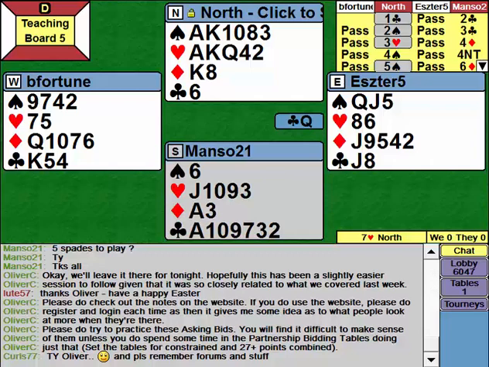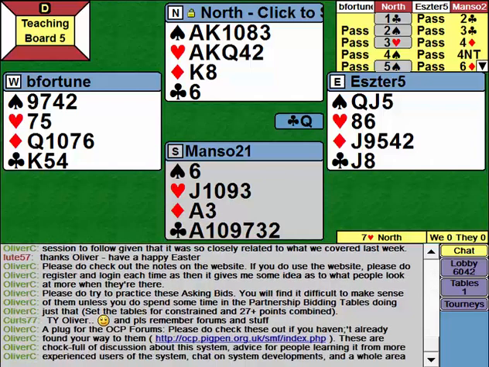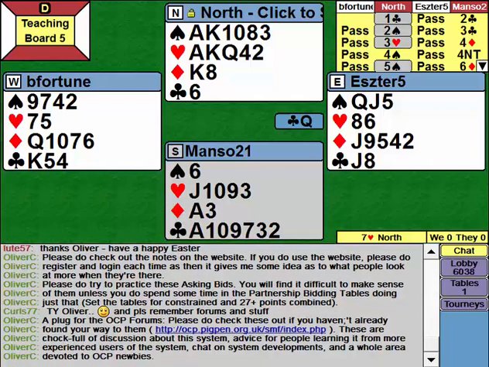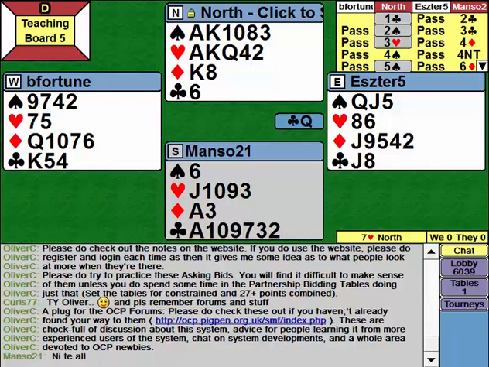Yeah, do use those partnership bidding tables. They're really helpful. You can set them up just for hands where you're going to be using asking bids and really get stuck in. Yeah. Okay, do get into the forums. It's a really valuable facility, that. Lots of really interesting discussions in there that you can look up, and you can see how the system is developing over time.